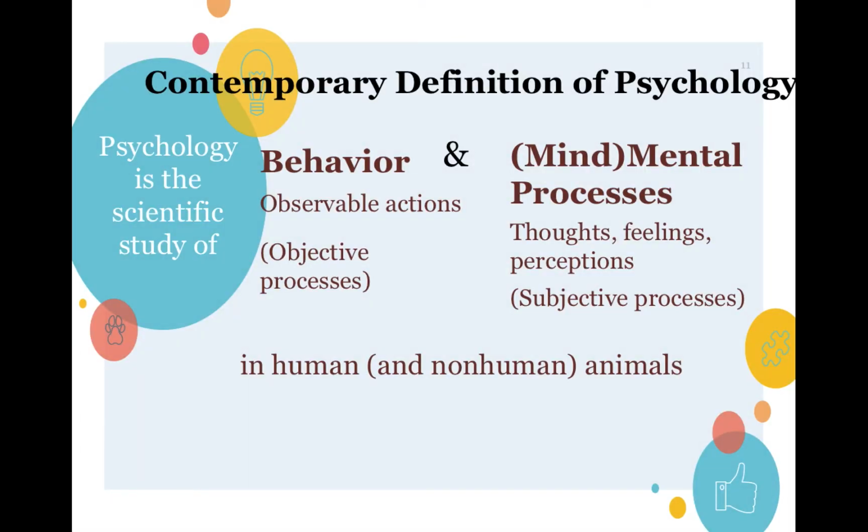So the contemporary definition of psychology is that it is the scientific study of both behavior and mental processes. It's the study of observable actions as well as of the subjective thoughts, feelings, perceptions, those sorts of processes in both human and non-human animals.